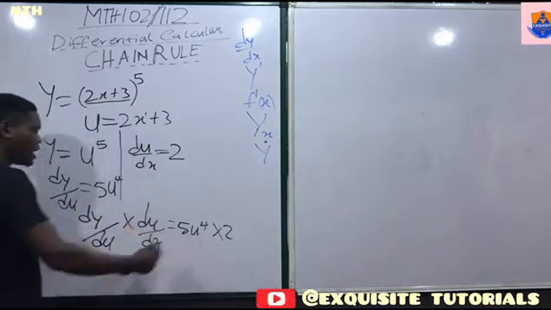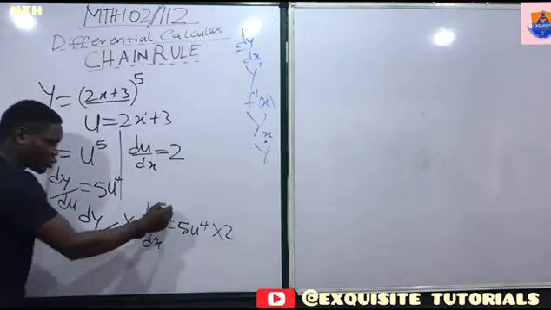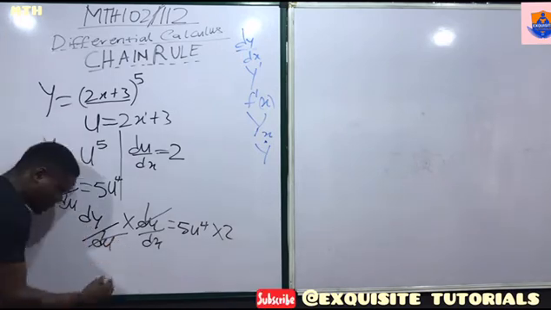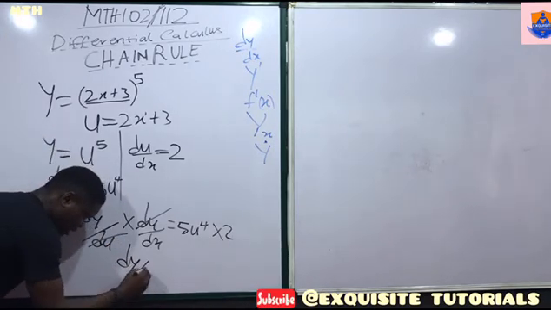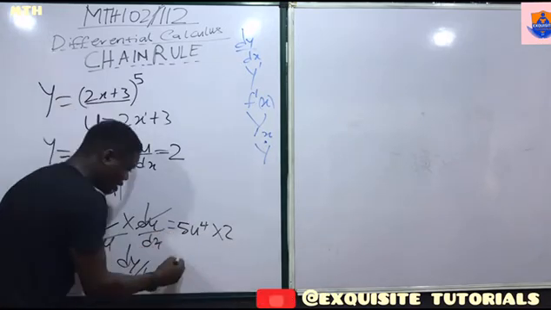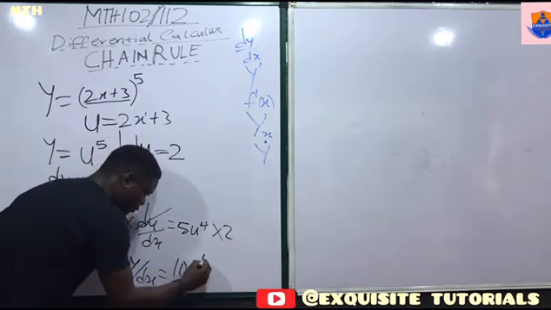So we have multiplied the two of them. Now this du can cancel out this one, so we are left with dy over dx. So our dy over dx becomes 5 times 2, which is 10, 10u raised to power 4.